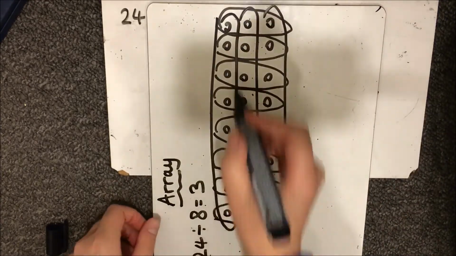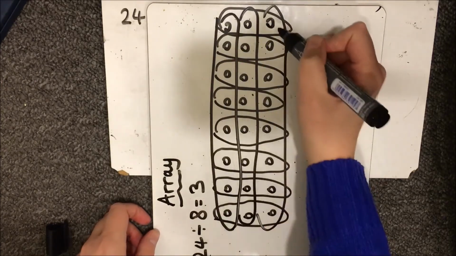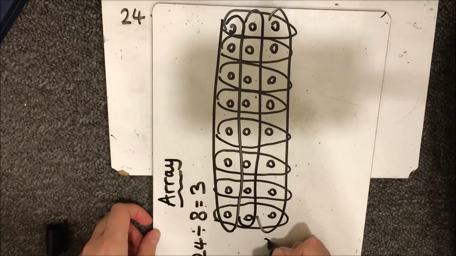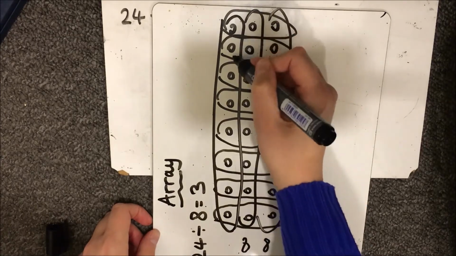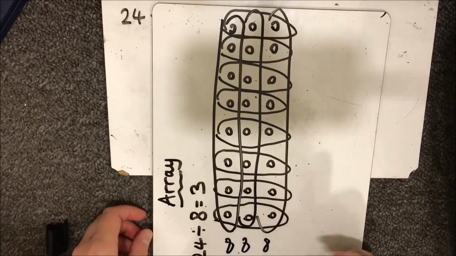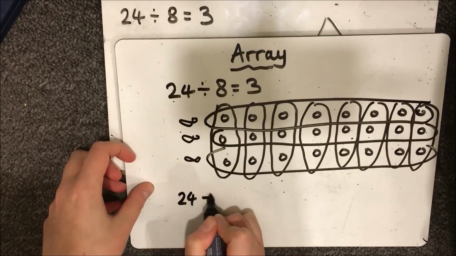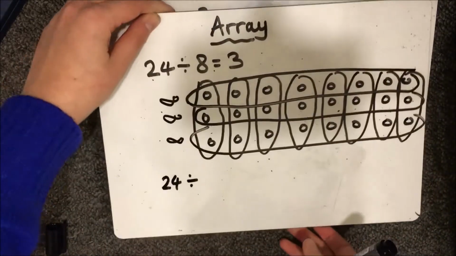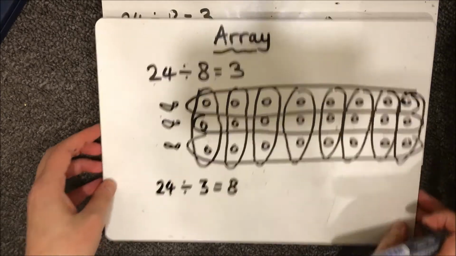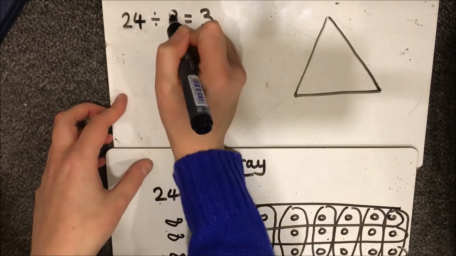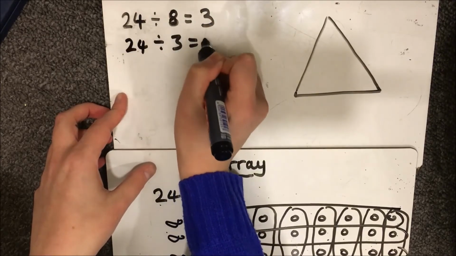Still got 24, but I've shared it between 3. I've got 3 bags. And each one will get 1, 2, 3, 4, 5, 6, 7, 8. So I could also have it as 24 shared by 3 groups is the same as 8. So I can write it the other way round. 24 divided by 3, same as 8.